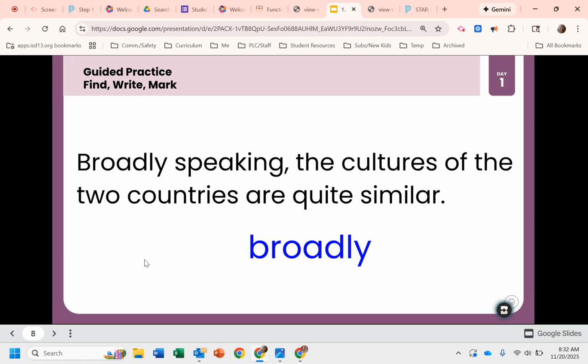Remember, when we're marking, we circle the prefix, underline a root, and put a box around the suffix. All of this week's words are going to have a suffix. Here's how you mark broadly.